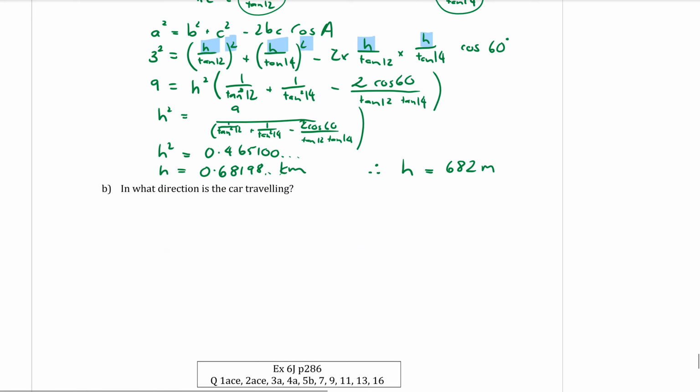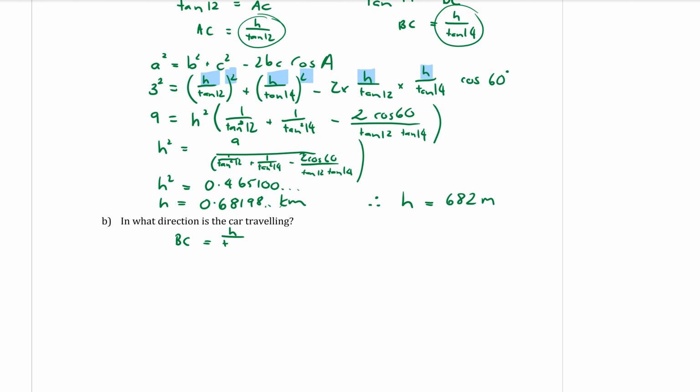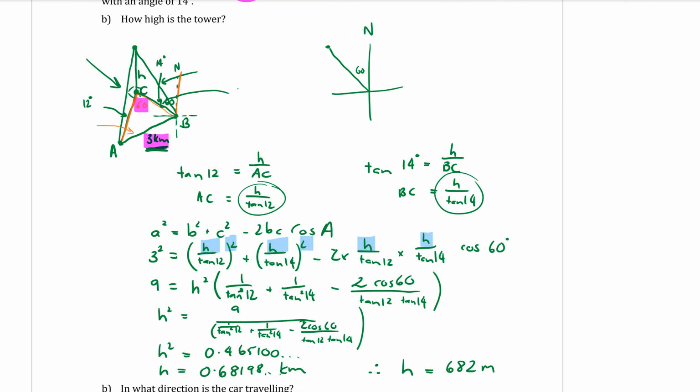So if I find BC using my formula, BC was equal to H over tan 14. That was one of the equations I had in part A. If I sub H into that, H was 0.68198. Remember, I'm keeping that in kilometers because everything is in kilometers in the diagram, not using the meters one, over tan of 14. So that is equal to 2.74 kilometers. Okay, that side there is 2.74 kilometers.